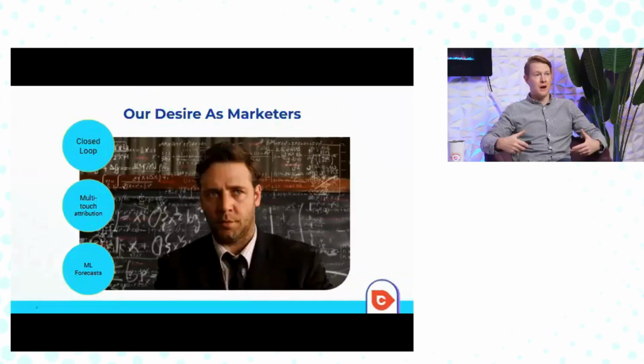So our desire as marketers is that we are these data gurus pulling all this information together. We had this discussion yesterday, this panel about data and data activation, that we are all Russell Crowe in A Beautiful Mind, collating all this data together and then activating on it and making the best possible decisions against the data that we have at our fingertips. We strive for things like closed loop, multi-touch attribution, machine learning forecasts that determine where we should spend the next dollar. This is the dream that we all have as marketers.